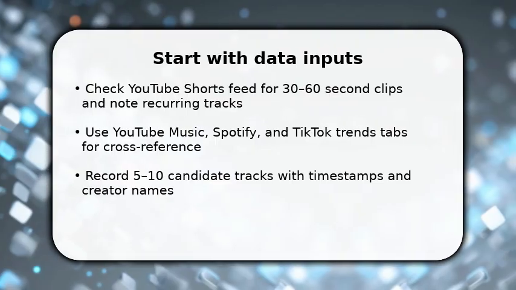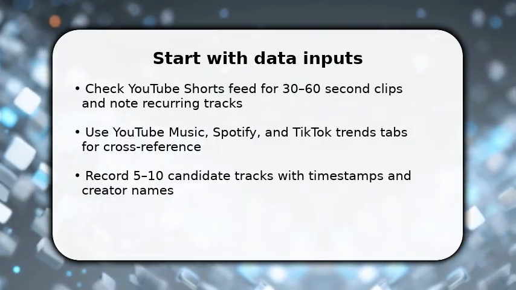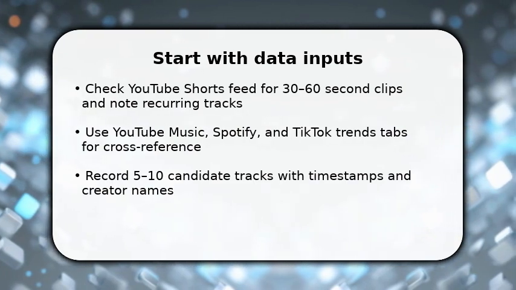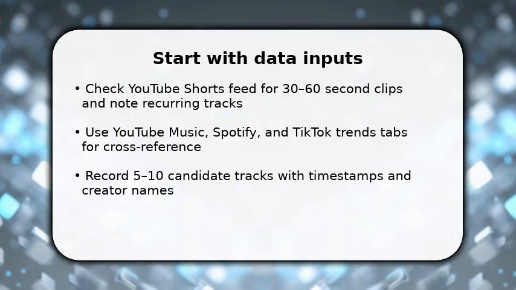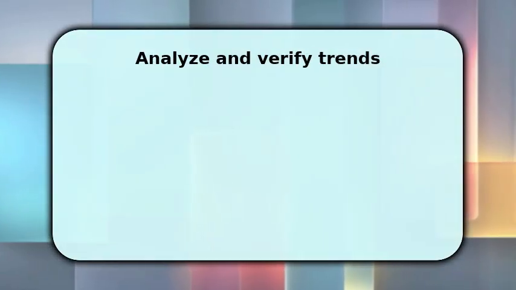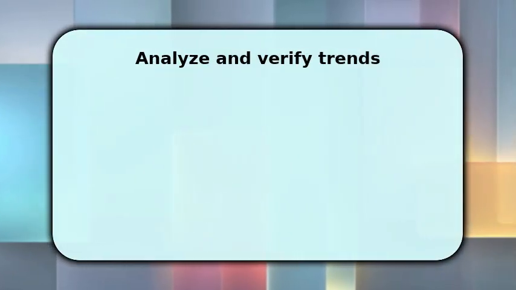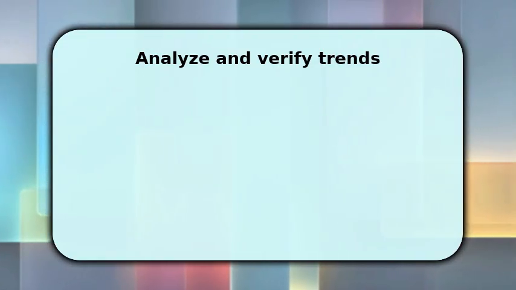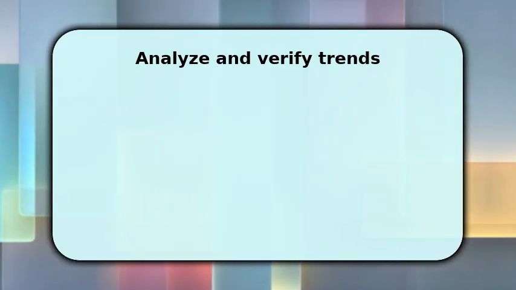Once done, log 5 to 10 candidates with timestamps and creator names so you can analyze reuse patterns and licensing needs next. Now you analyze growth and verify that candidate tracks are truly trending. Measure mentions and appearances over 24, 48, and 72 hours to detect acceleration.